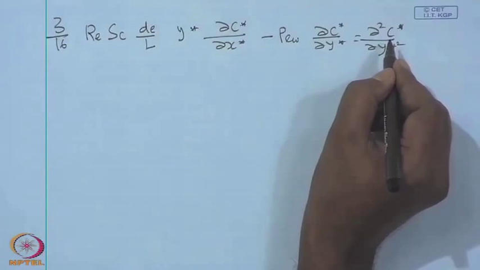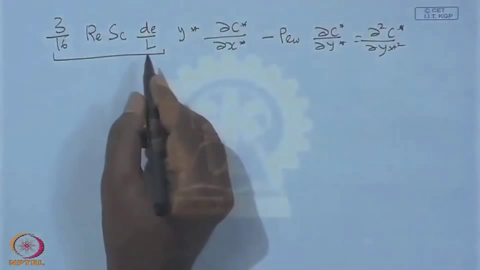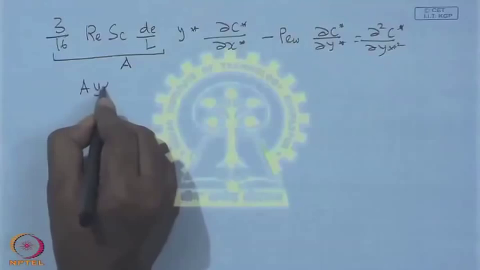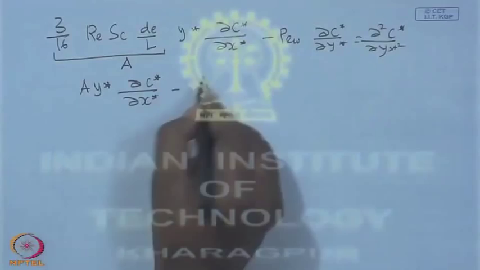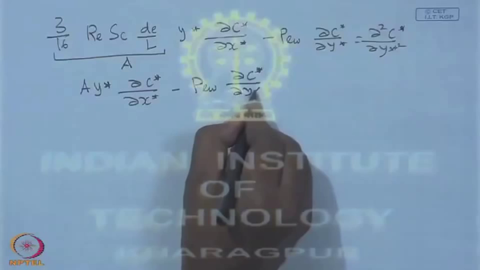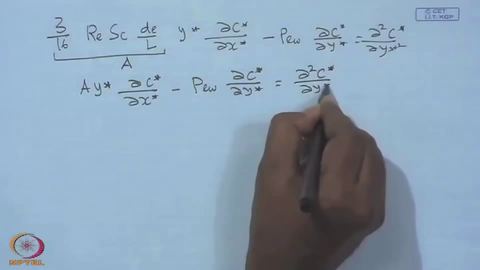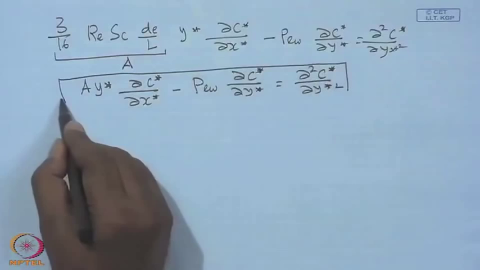Okay. So once we get that, this is basically nothing but a constant, it depends on the operating condition. So let us write it down as A. So this equation becomes A y star del c star del x star minus Pe w del c star del y star is equal to del square c star del y star square. Okay. So this becomes the governing equation, and we have already derived this governing equation earlier.